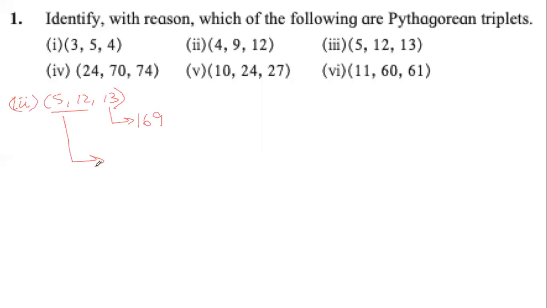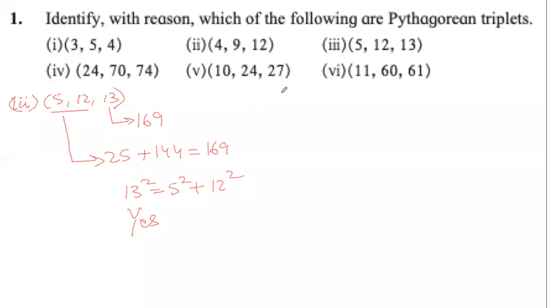And if we know our squares, 5 square is 25. 12 square is 144. When we add them, we get 169. So we can say 13 square equals 5 square plus 12 square. And because they are the same, we will say yes. 5, 12, and 13 are not just any triplet. They are a Pythagorean triplet.